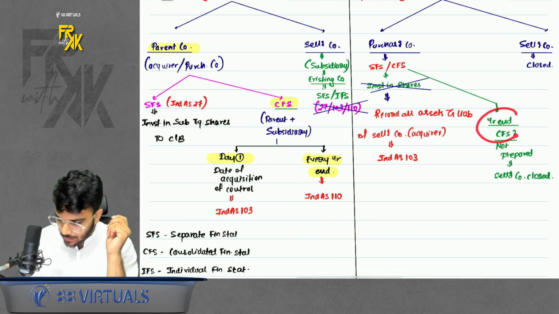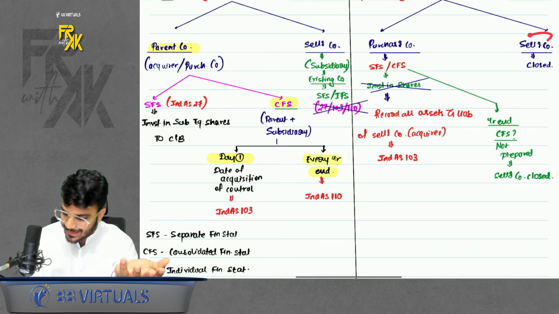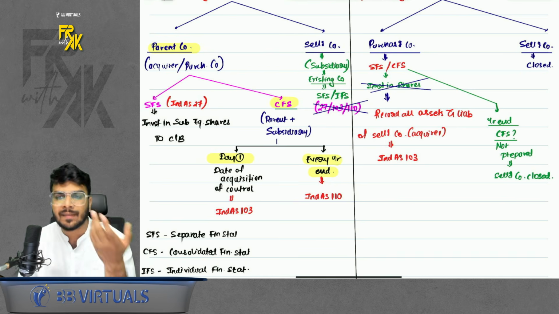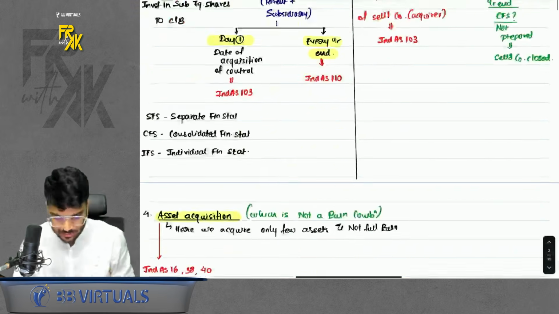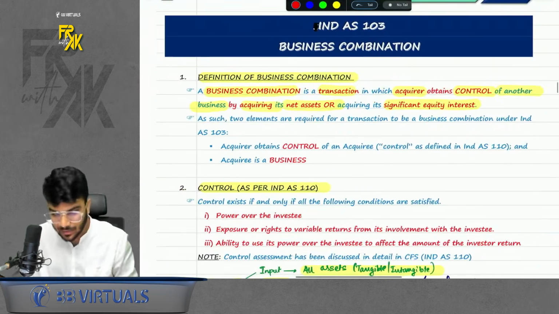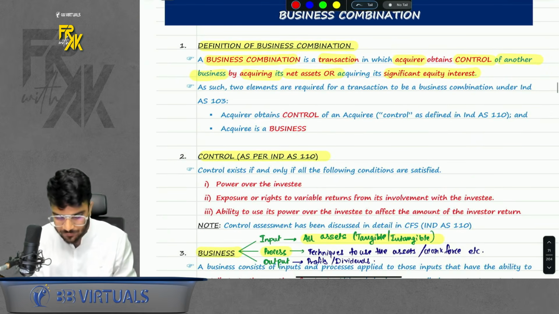Here year-end CFS will not be prepared. Why? Because the selling company is closed now. So with whom will you prepare the year-end CFS? Okay. So this was good conceptual knowledge which we gained through this. Then, this was the definition of business combination.